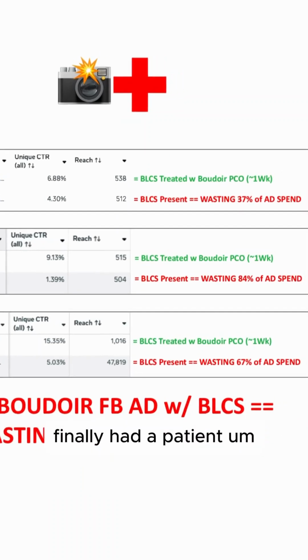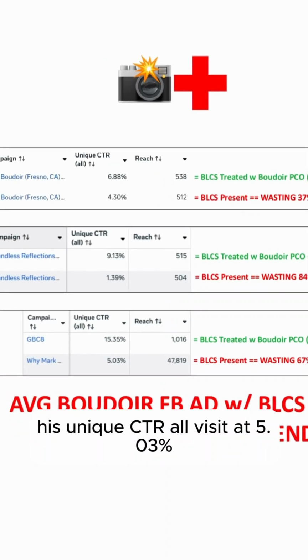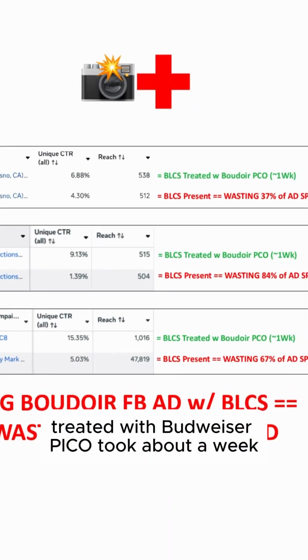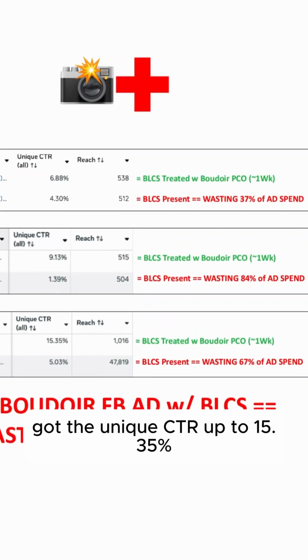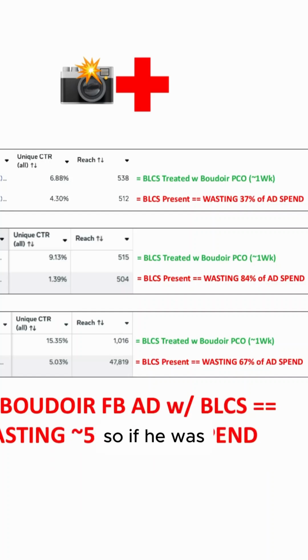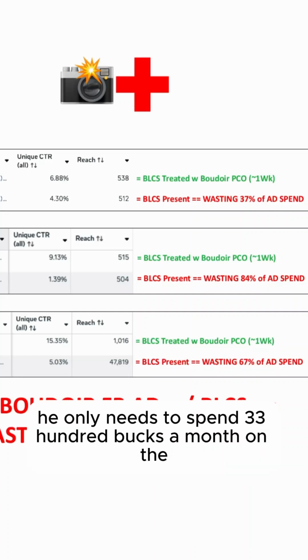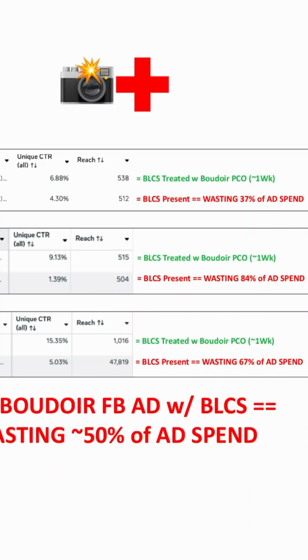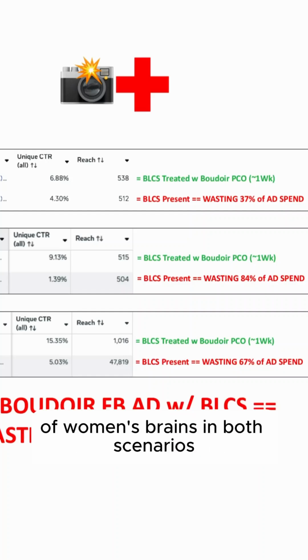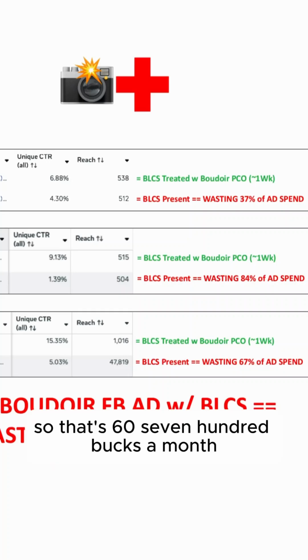Finally had a patient whose ad had a unique CTR of 5.03%, and we actually did some super work on this one. Treated it with Boudoir Pico, took about a week, got the unique CTR up to 15.35%. So we found out the original was wasting 67% of ad spend. So if he was spending 10 grand a month on that original boudoir Facebook ad, now he only needs to spend $3,300 a month on the Boudoir Pico treated ad, and he gets his ad into the same number of women's brains in both scenarios. So that's $6,700 a month that he's no longer spending.